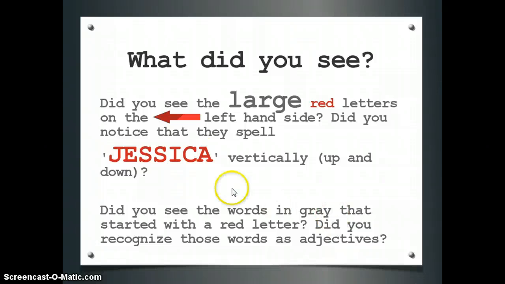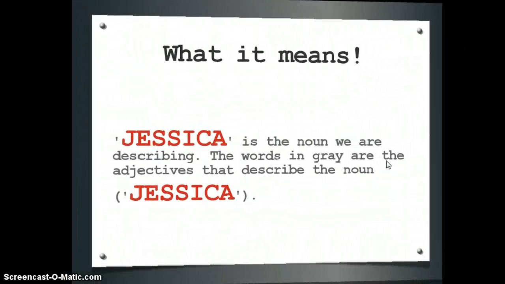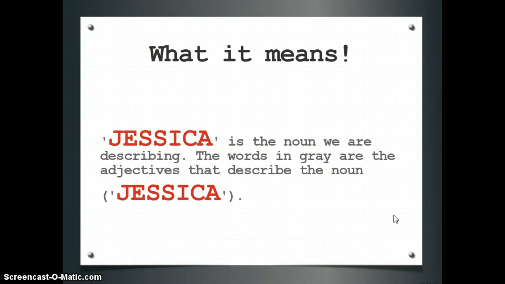So what did you see? Did you see the large red letters on the left-hand side that spelled out my first name, Jessica? Did you notice that they were vertical, or up and down? Also, did you see the gray words that had the very first letter in red? Those words were adjectives. Did you recognize those as adjectives? So what it means is Jessica is the noun that we are describing, and the words in gray are the adjectives that describe the noun, or Jessica.